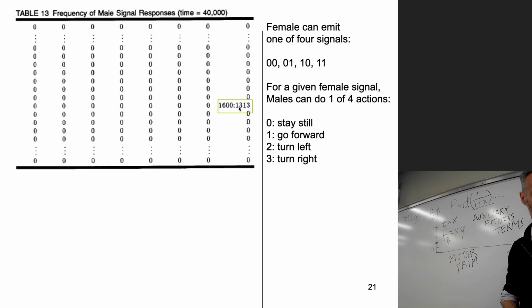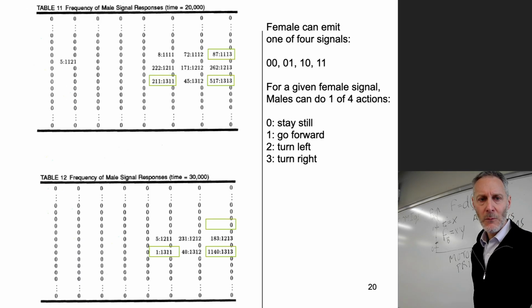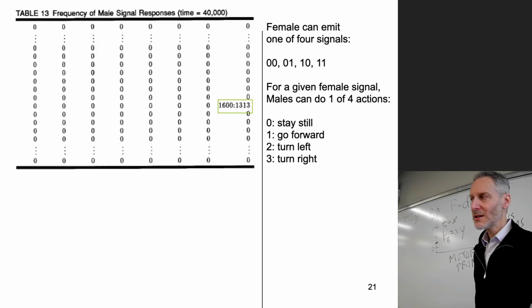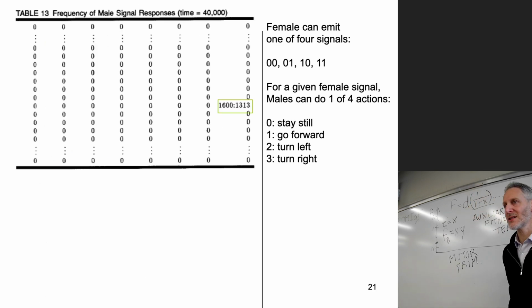Question? The 1600 is the sum of the males and the females? No. Oh yeah, good question. That's right. This should be 800. You're right. Why is it 1600? It was more than 800 the whole way through. Was it? Maybe it's 1600 males and 1600 females. I'm not sure. Good observation. Okay, any questions about any of that?